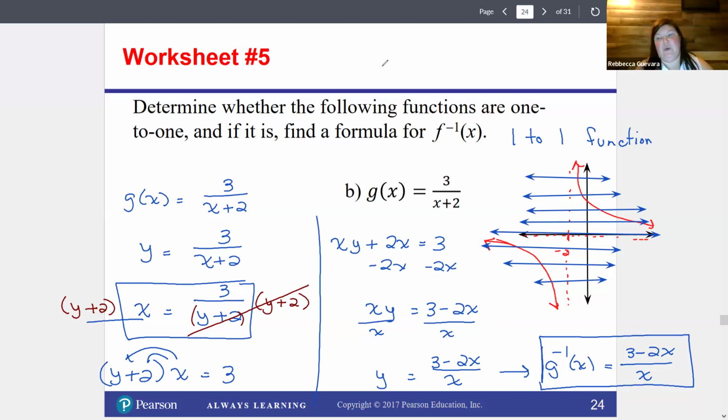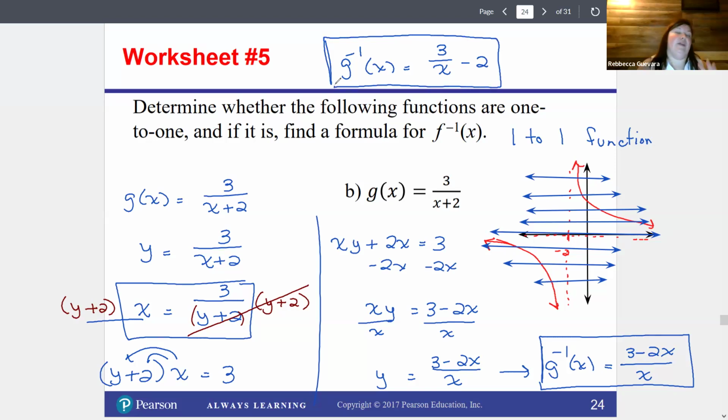Another thing you may have gotten trying to do this, if you did it a little differently, is you can end up with 3 over x minus 2 as well. That is another version of this as an equivalent equation, but like I said, that's another possibility had you done this a little differently.